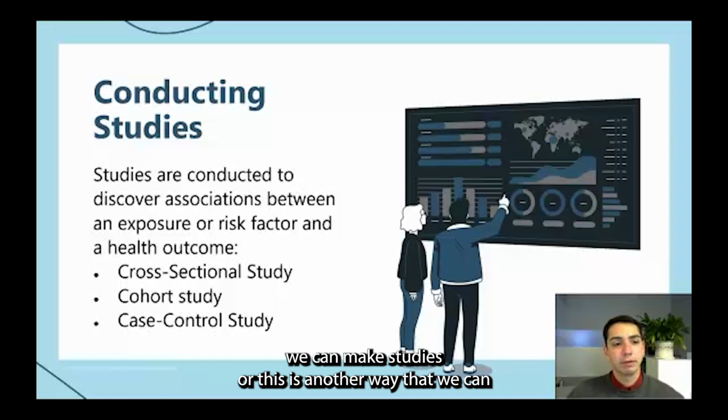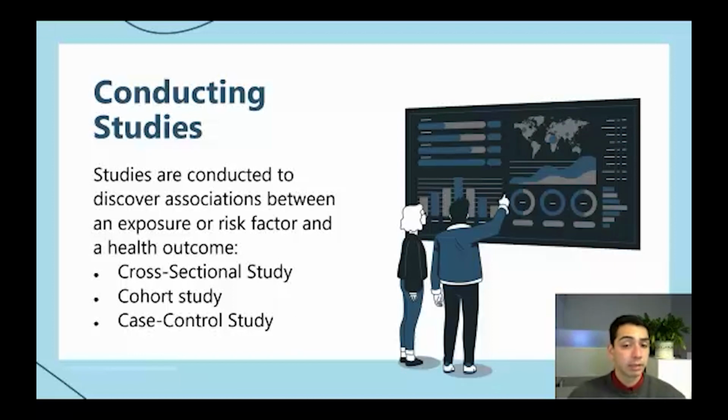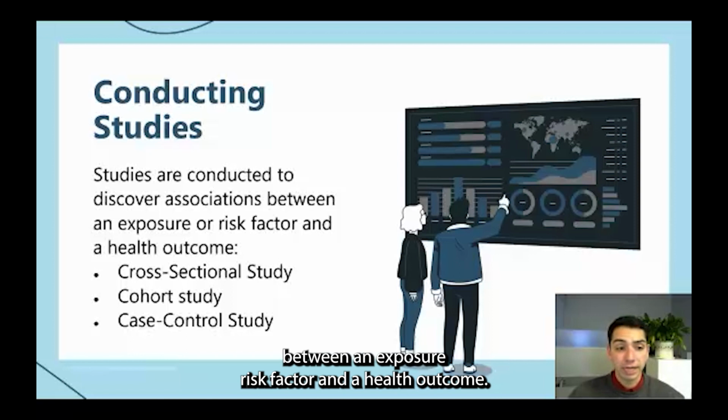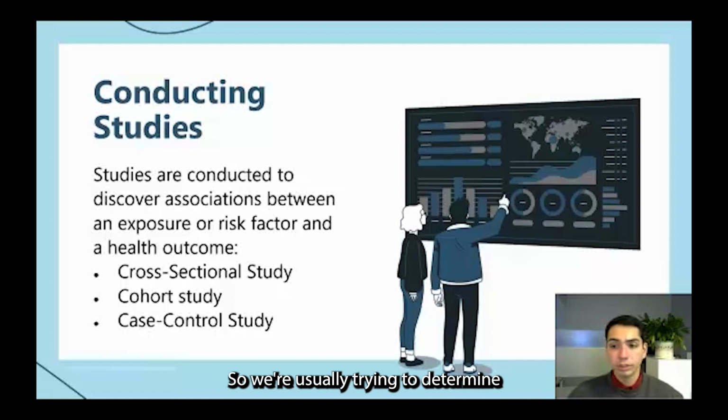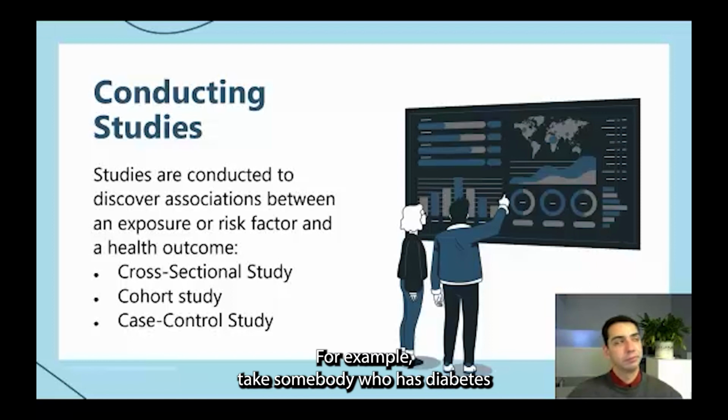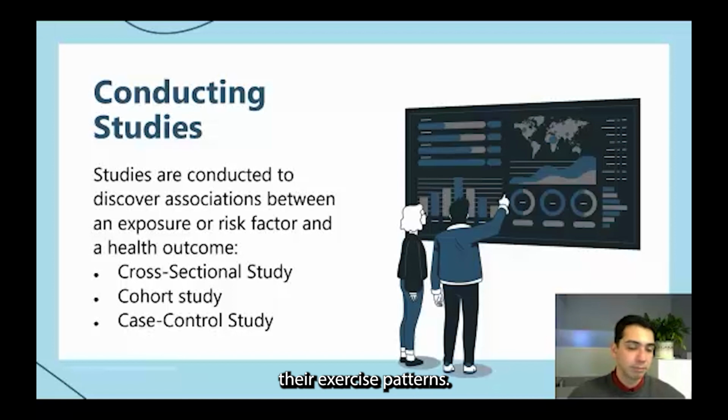Based on that data, we can make studies, or this is another way that we can collect that data. And those studies are conducted to discover the associations between an exposure or risk factor and a health outcome. So we're usually trying to determine what's causing a relationship between two different groups. For example, take somebody who has diabetes and who does not, and observing their exercising patterns.